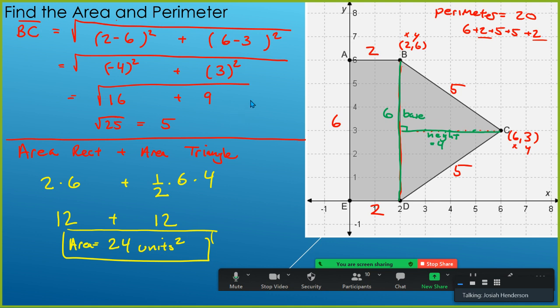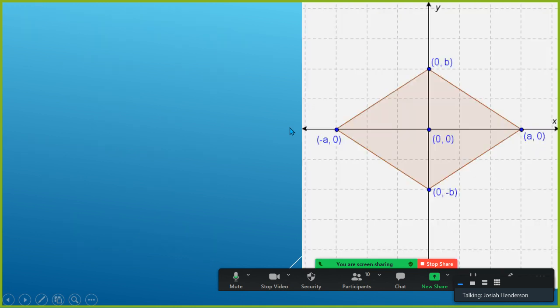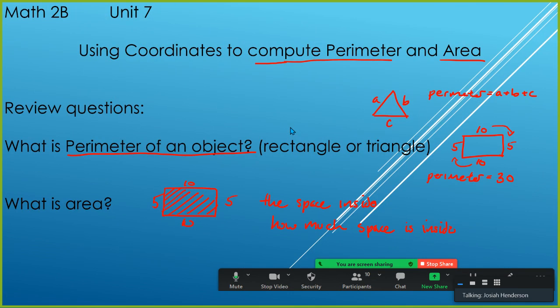All right, it's almost time to go. We'll do one more together, and then we'll let you go for today. The homework is going to be to do this mastery test. It's called Computing Perimeter and Area, using coordinates to compute perimeter and area.